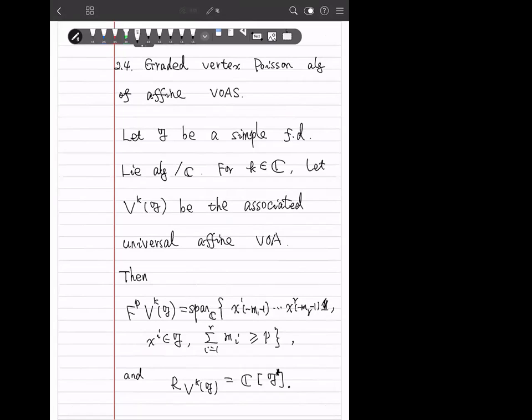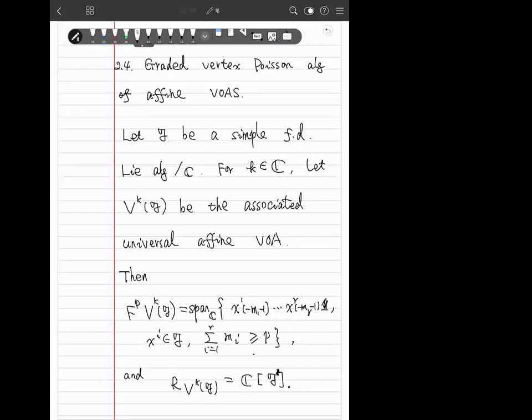Now let g be a simple finite Lie algebra, and for a given complex number k, let V^k(g) be the associated universal affine VOA. Then naturally we can get this filtration. The first filtration is defined by this sum.